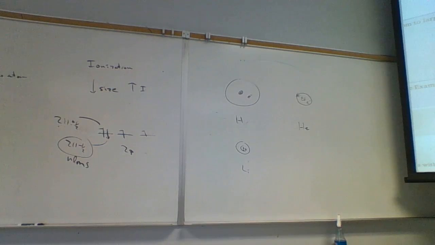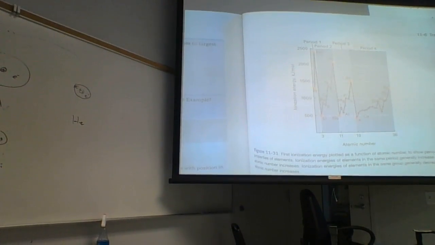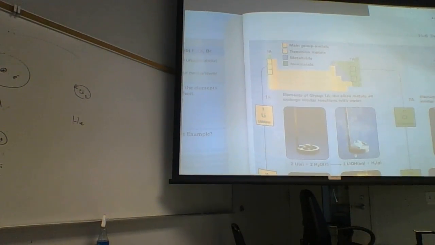Beryllium to boron, this is another exception. Boron is smaller yet easier to ionize. The reason it's easier to ionize is because we're removing a 2p versus a 2s. A 2p electron is easier to take than a 2s electron. That has to do with some other things. But ionization energy basically goes with the size.